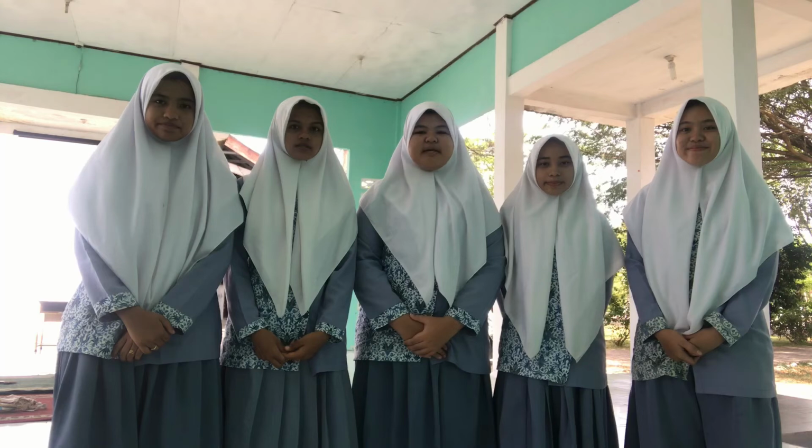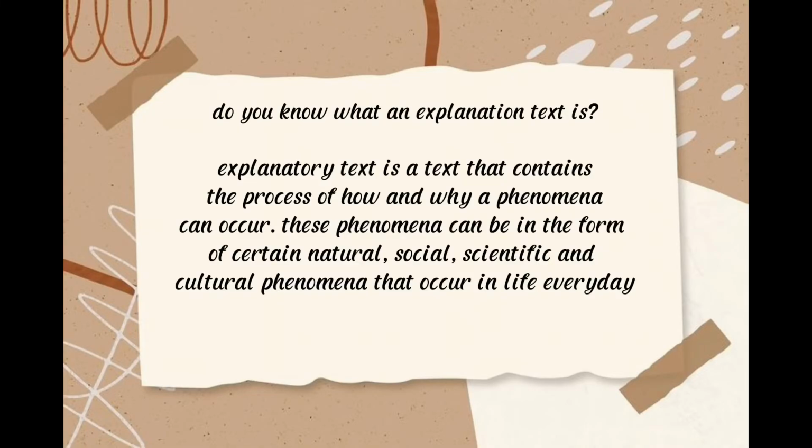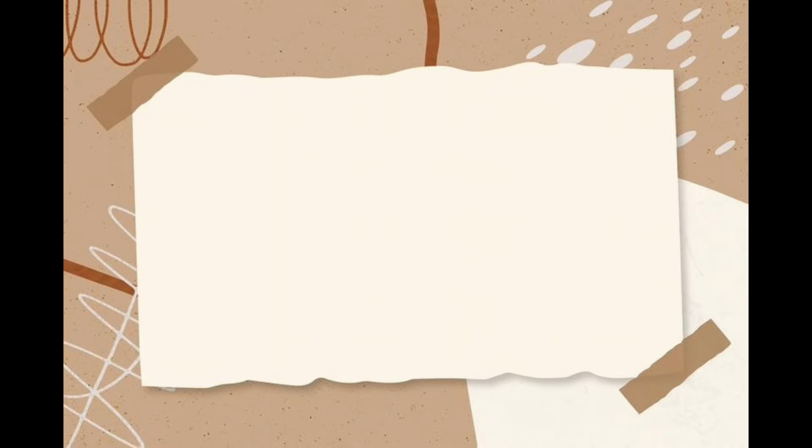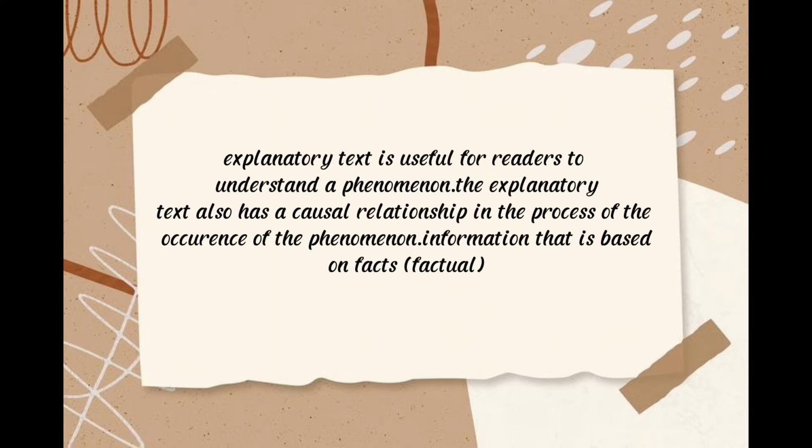Rubenasari. We will explain about the explanation text. Check this out. Do you know what an explanation is? Explanatory text is a text that contains the process of how and why a phenomenon can occur. This phenomenon can be in the form of certain natural, social, scientific, and cultural phenomena that occur in everyday life. Explanatory text is useful for readers to understand a phenomenon.